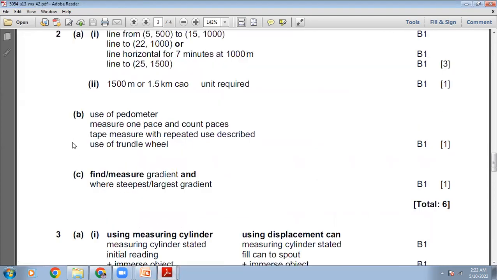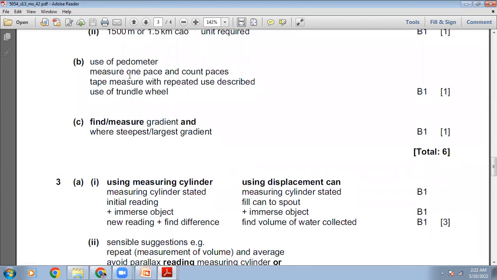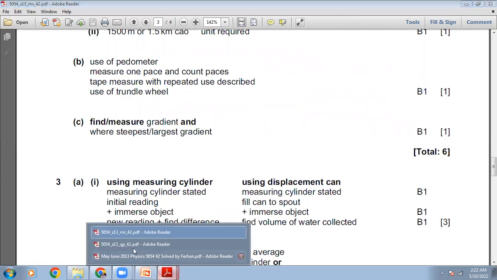Okay, so let's have a look at the marking scheme. It says use a pedometer, measure one pace and count the paces, and tape measure with repeated use, or described use of the trundle wheel. So we have used the trundle wheel.